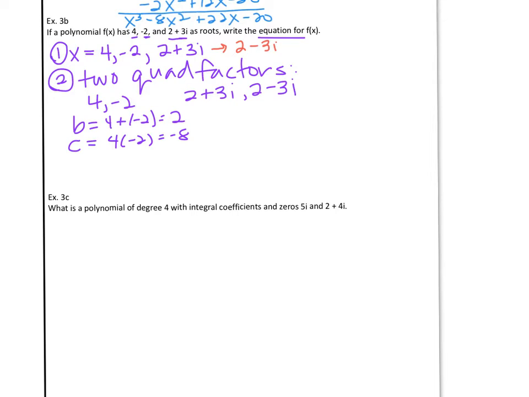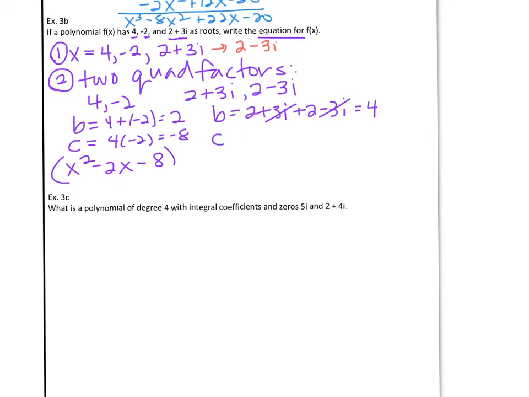Therefore, the factor is x squared minus bx plus c. Well, c is negative, so minus c, so minus 8. For 2 plus 3i and 2 minus 3i, if we add them together, the 3i's cancel, and we get 4.